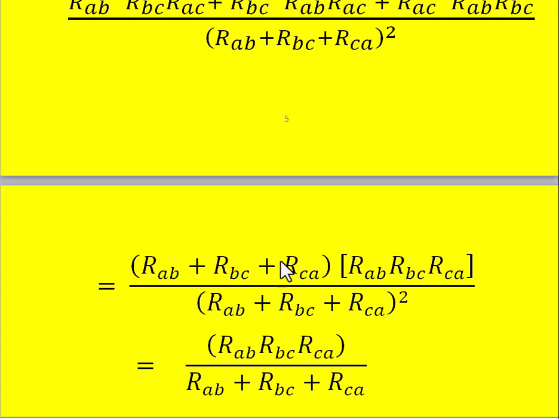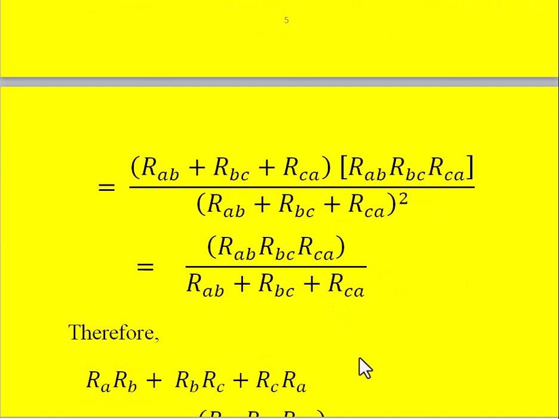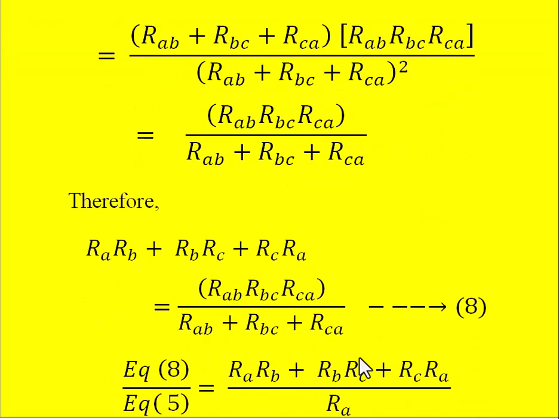If you observe here, the denominator and the numerator, one of the terms in the denominator is going to get cancelled with the numerator value. So that is, this and this square going to get cancelled. Then we'll get RAB RBC RCA divided by RAB plus RBC plus RCA. So therefore, we write the final equation, that is RA/RB plus RB/RC plus RC/RA is equal to RAB RBC RCA divided by RAB plus RBC plus RCA, and say this is equation 8.